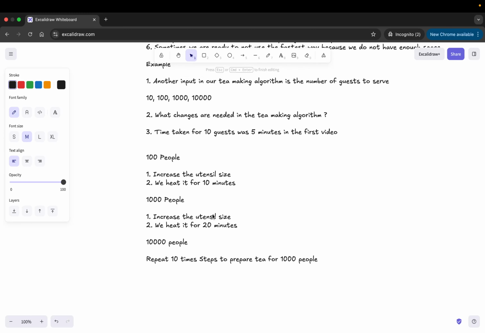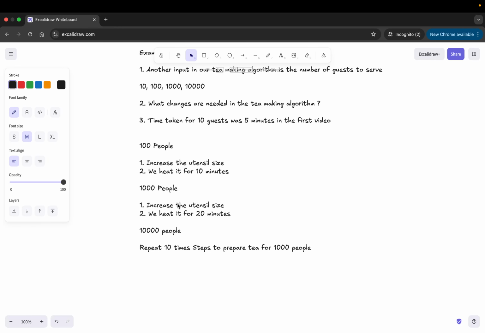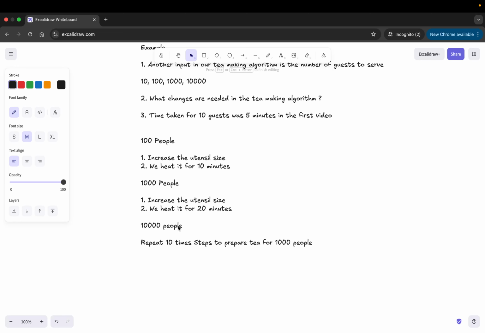So now we have the same algorithm, but the number of people has changed, and because of that, we have to change the utensil size and the amount of time that we are taking to prepare the tea. So in this case, you can see that there are two major properties that are coming out for the algorithm, and so now let's just recap a little bit.